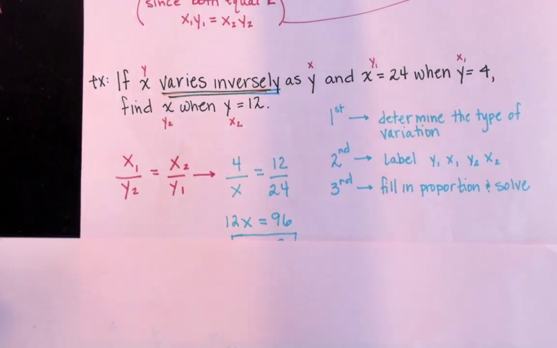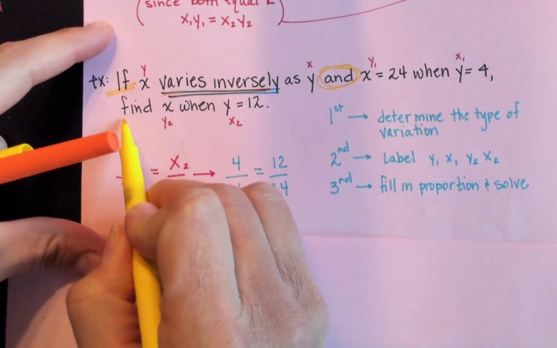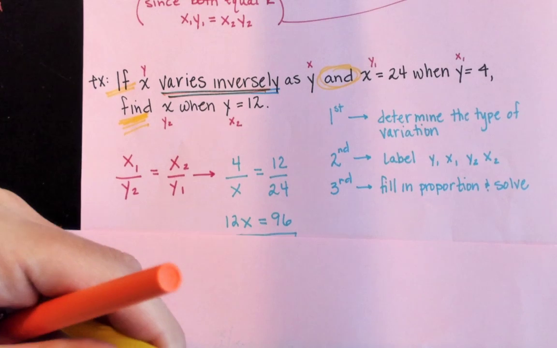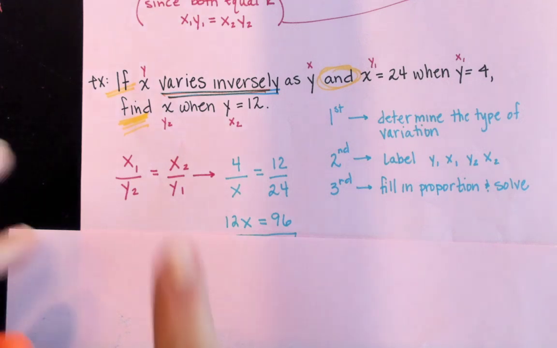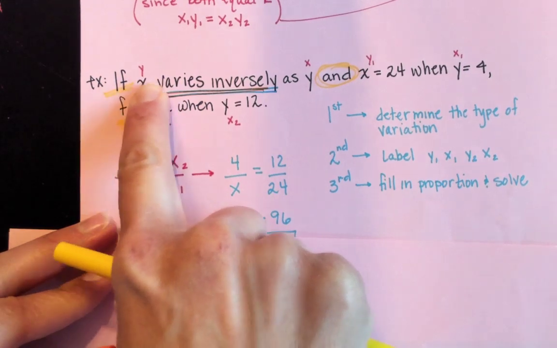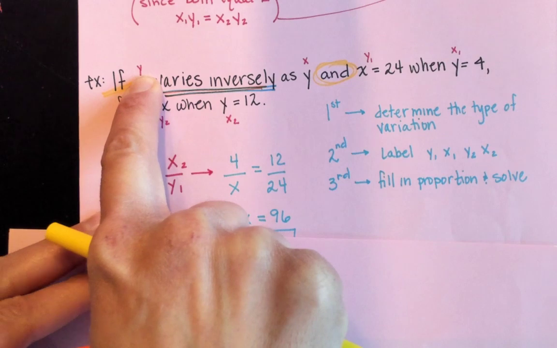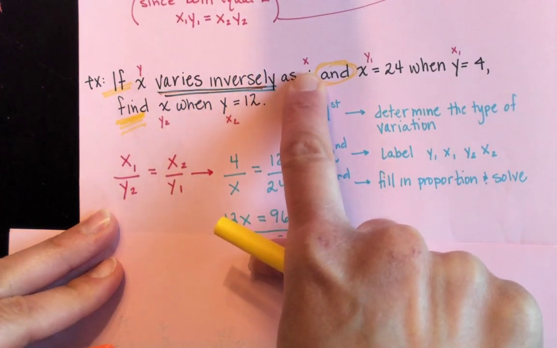So here's our if, here's our and, here's our find. So we know whatever comes in the hypothesis, the first part is always the ones, and what comes after the find is always our twos. So before varies inversely is always the y. I don't really care what variable this is. I'm hiding it on purpose. It's always the y. Varies inversely as whatever comes after it is always x.